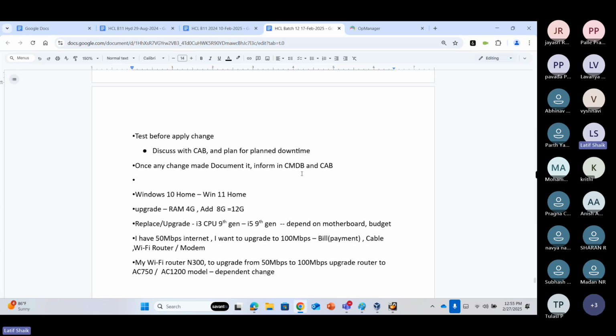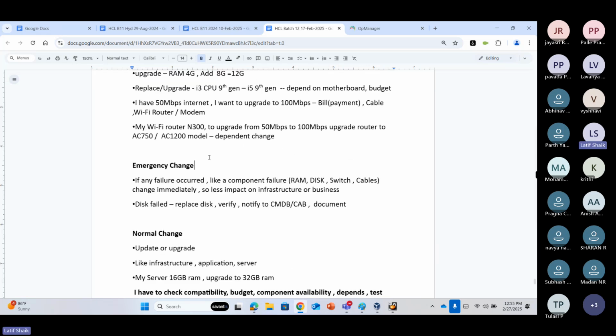Hardware compatibilities. Next, if in case I want to upgrade from i3 to i5, it depends on the motherboard and budget, and the cost is different. I purchased an i3 processor, that F model, for 7,000 rupees, but i5 is around 15,000 to 25,000 rupees. Budget must be allowed. Internet speed upgrades depend upon cable, router, and bill payments are affected. So sometimes a change we can do directly, sometimes dependency changes are there.